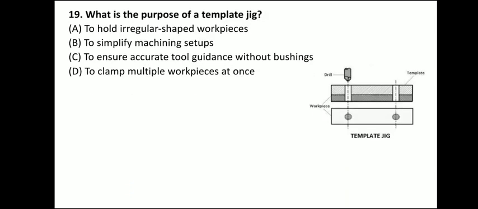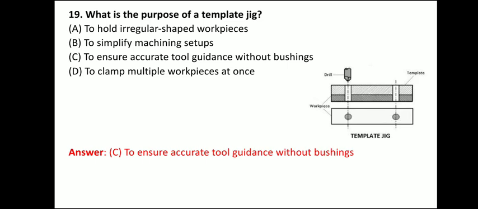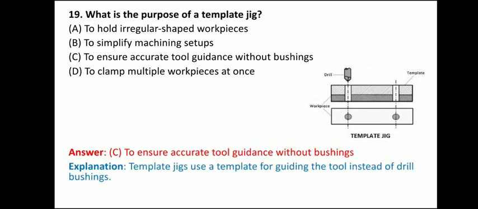Next question. What is the purpose of template jig? So here you can see the template jig. Now what is its purpose? The answer is to ensure accurate tool guidance without bushing. So here you can see the bushes are not provided here, right? So the answer is to ensure accurate tool guidance without bushing. Template jig uses a template for guiding the tool instead of drill bushing.